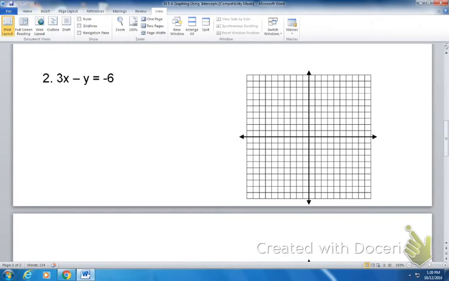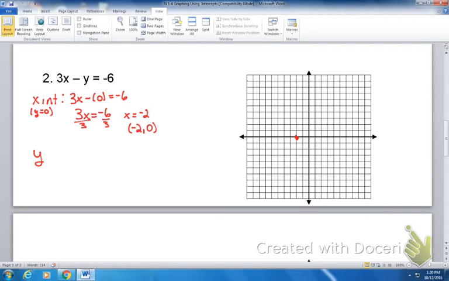This one's a little more complicated. I've got 3x minus y equals -6. So I'm going to find my x-intercept first. I want to remember this means y equals 0. So I have 3x minus 0 equals -6. Well, 3x minus 0 is just 3x equals -6. I divide both sides by 3, and I get that x equals -2. So I have x is -2, y is 0. So I go over -2, up 0.